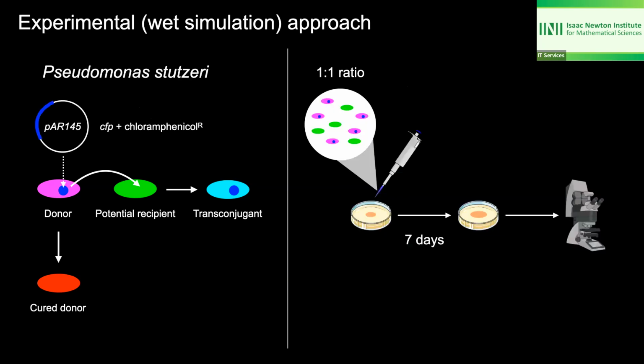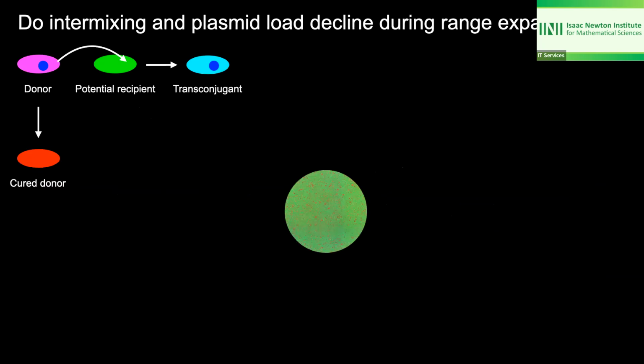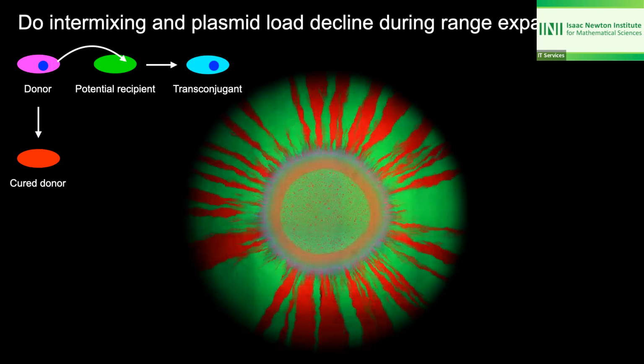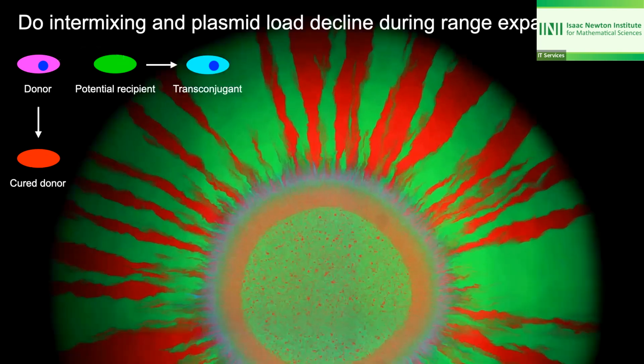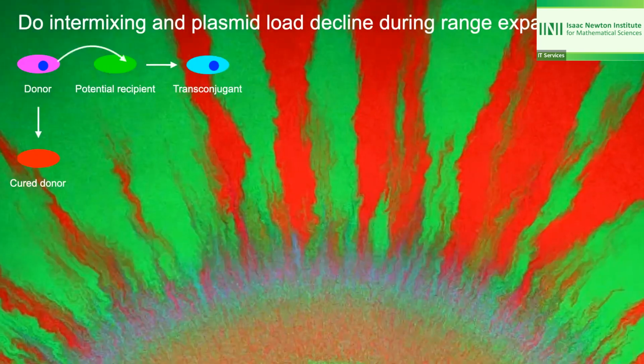So anyway, our wet simulations. As I mentioned, we just mix these two together. We put them on a plate. We let them expand. And this is kind of what we see. So this is that initial colony. In the absence of selection, it grows and expands. And what you'll see here is right at the very beginning, we still have some transconjugates, and we have plasmid carriers, and they're very rapidly displaced by the cured donor and the potential recipient that never received the plasmid.